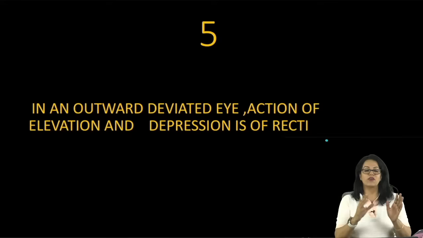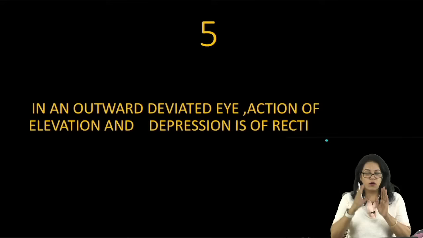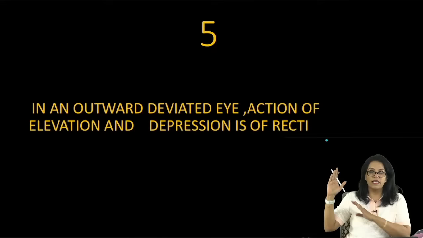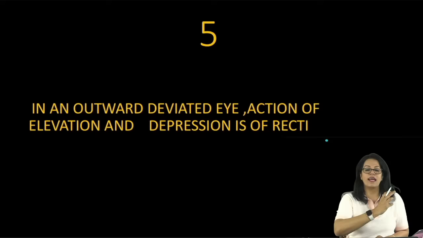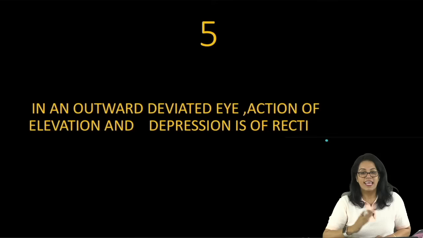Now coming to when you say outward deviated, I think this is very clear. The eye which is outward deviated, the action of elevation and depression is of recti. And what is the reason behind it? Because once the eye is outward deviated, the recti will come in the same line as the visual axis, isn't it? So there is always some reason. And when the eye is 23 degrees abducted or 51 degrees adducted, when it is adducted, now the obliques are in line with the visual axis and therefore the action of elevation or depression is of oblique.